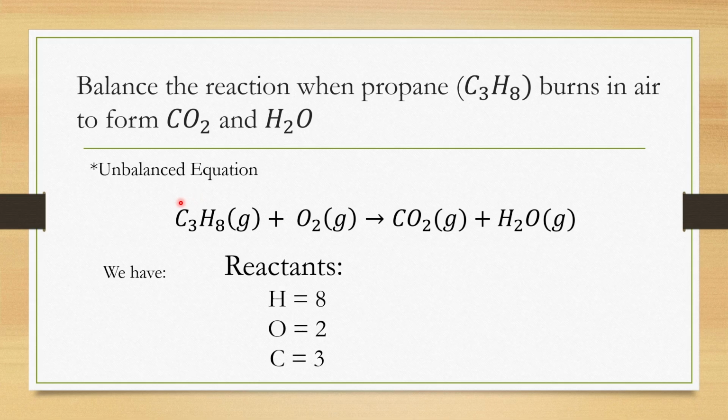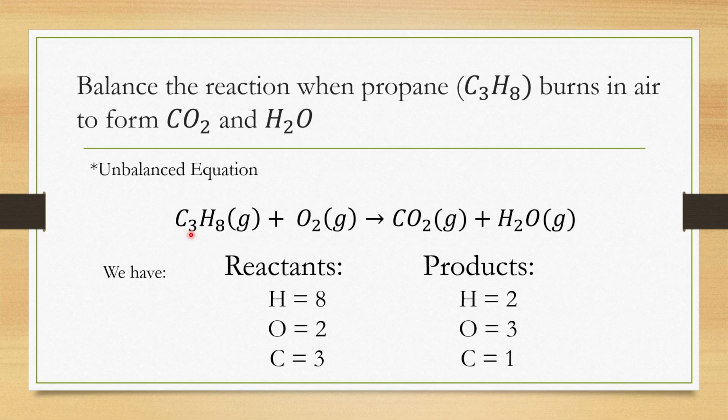So first, to start off balancing the reactant side, we'll count the atoms. So we have H, O, and C on the reactant side. We have 8 H because this subscript means that there are 8 H atoms. For oxygen, there are 2 because oxygen is the only one that has it here. And for C, there are 3 atoms because propane has the subscript of 3 for carbon.